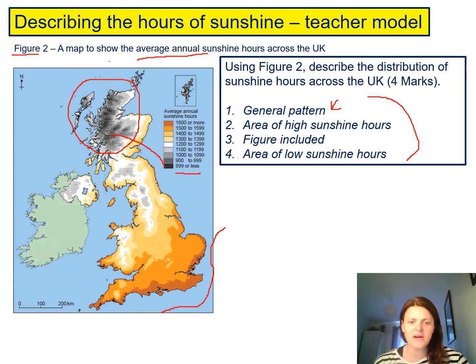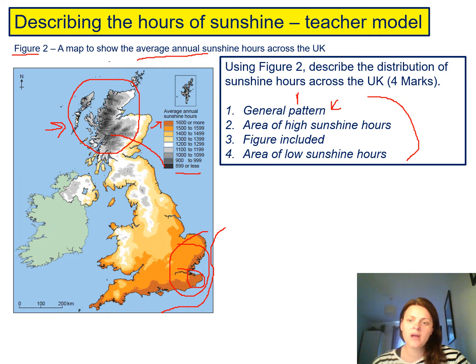Seems quite a lot, but if we look down to the southeast then, around near London and Kent especially, we can see that it's a lot darker, and that colour there, if we look on the key, it represents 1,600 hours of sunshine a year, which is a lot more than up in the northwest of Scotland. So I can tell you straight away that the general pattern is not even.